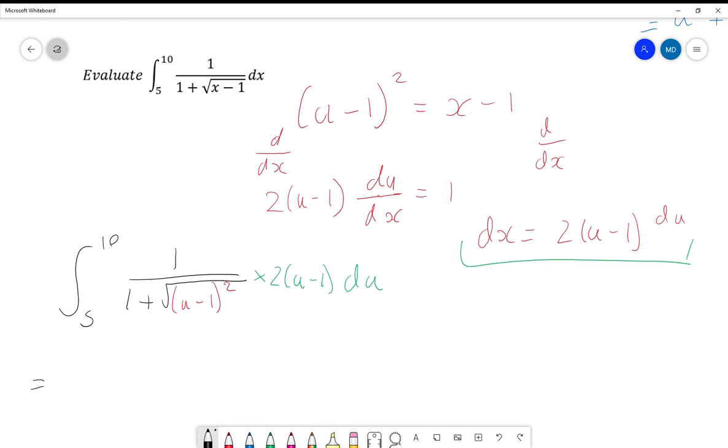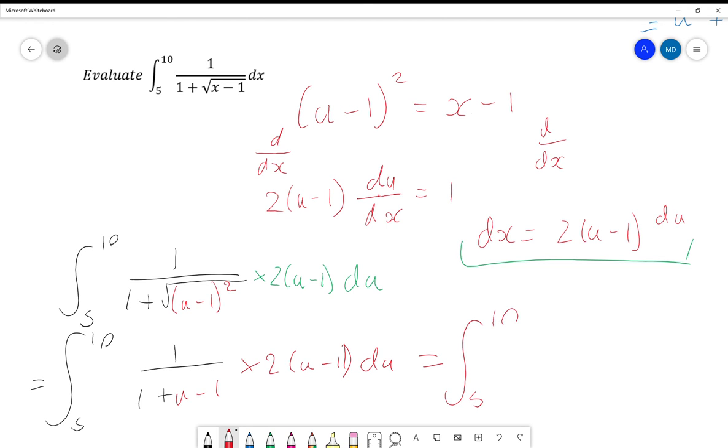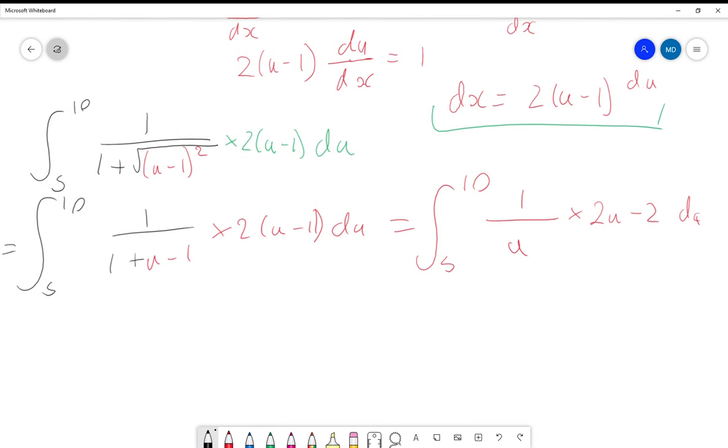Now this is going to become the integral from 5 to 10 of 1 over 1 plus u minus 1, still multiplied by 2u minus 1 du. And that's going to be equal to the integral from 5 to 10 of 1 over u, because the 1's are going to cancel, times, and let's expand this, 2u minus 2 and du on the end. And this isn't too bad.